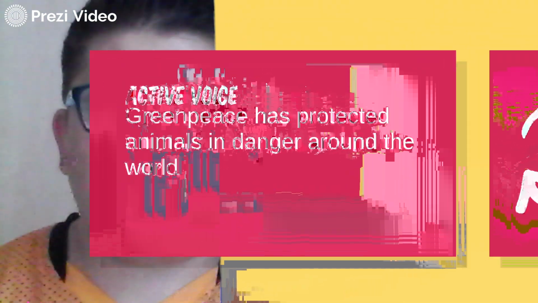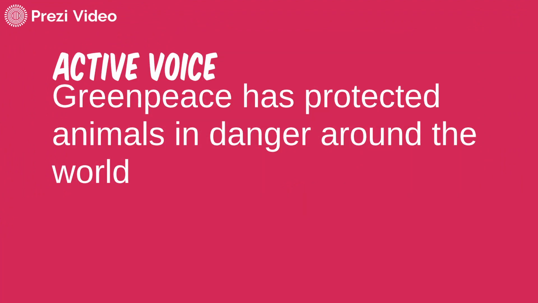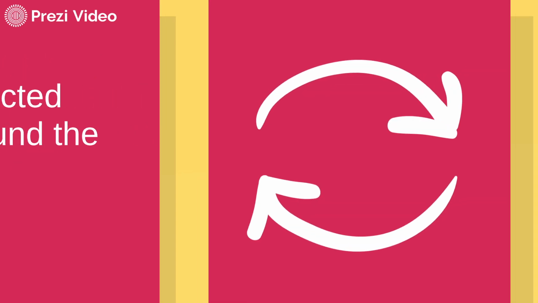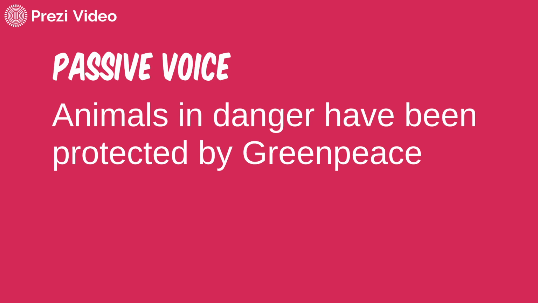Okay, let's see. This is the active voice. Greenpeace has protected animals in danger around the world. You are going to change it into passive. Animals in danger have been protected by Greenpeace. In this case, I mentioned the subject in the passive voice sentence, but if you mention the subject in the sentence, you are going to use the preposition by. It's important to know this.